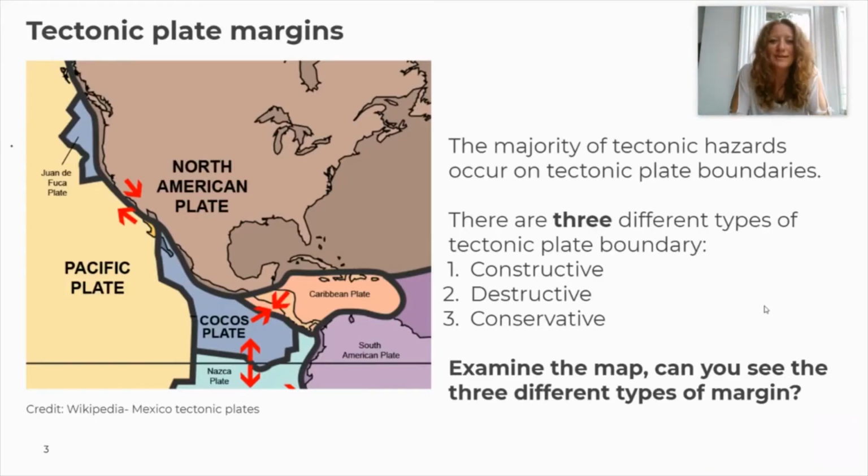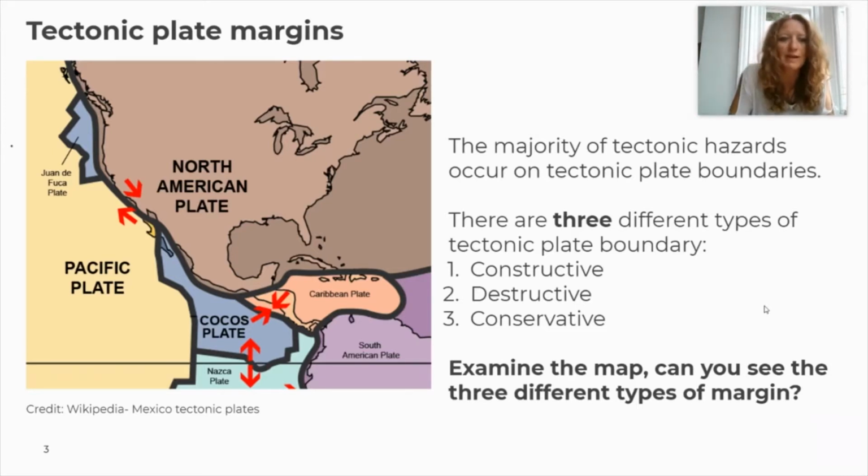Okay, so this should look familiar if you did the last session where we looked at constructive plate margins. And the reason that I've put this in is I wanted us to recap on what we'd already learned. Now, last session, what we looked at was the fact that the majority of tectonic hazards occur on different tectonic plate boundaries. And the one that we specifically reviewed was a constructive margin. Now, the constructive margin on this diagram would be the Cocos plate moving away from the Nazca plate. But actually, there are two other types of tectonic boundary that we also need to know about.